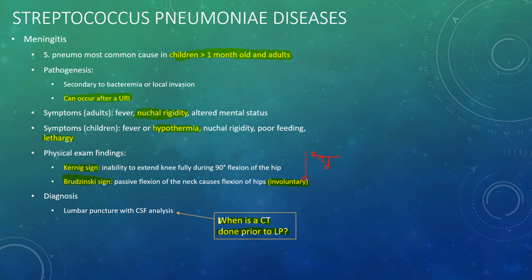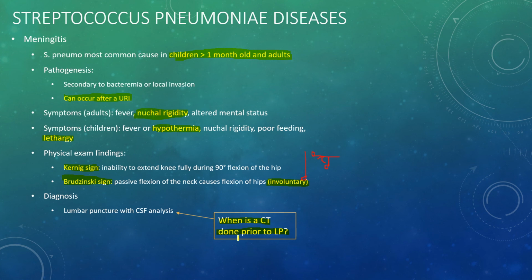So when do you do a CT prior? You do it if a patient has altered mental status, so you can rule out a brain lesion or some kind of increased intracranial pressure. If they have new focal deficits, which is a sign of some kind of problem in the central nervous system, new onset seizures, or papilledema. Remember, papilledema is a sign of increased intracranial pressure.